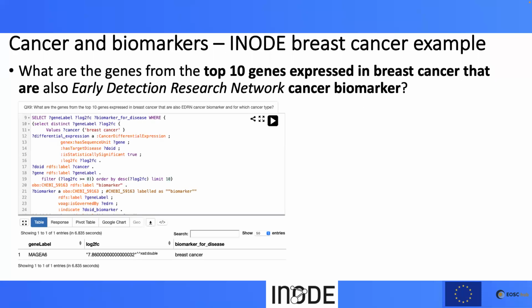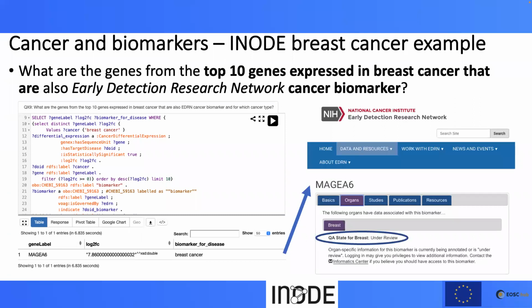Then essentially the iNode system retrieves one gene, which was the MAGEA6 gene. And when we look at the Early Detection Research Network portal, we see that for the MAGEA6 gene, the quality assessment state for breast cancer is under review. It's also indicated as being a breast cancer biomarker. And based on the differential expression data that we have from the OncoMX database and through the iNode system, we can see that this suggests that this biomarker is a good candidate for indicating breast cancer.